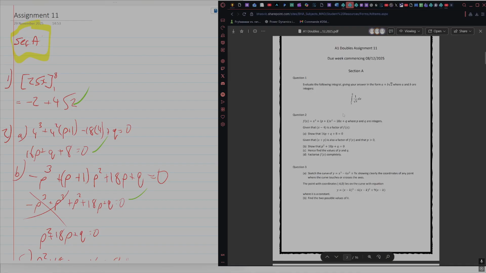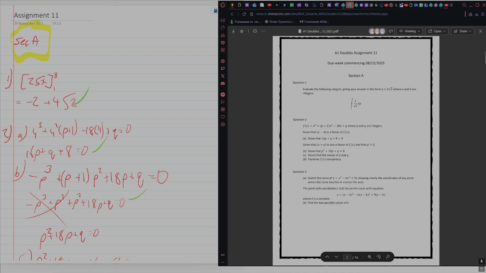Let's start. So first question, integral, simple stuff. Just use the normal integration stuff. Don't get confused. Just because you're doing a reverse chain rule doesn't mean that you have to use reverse chain rule. It's just done more integration stuff.